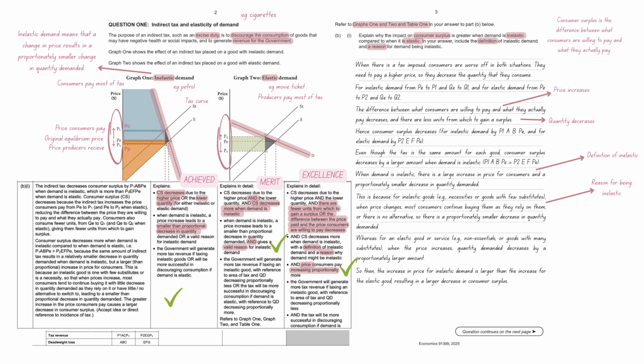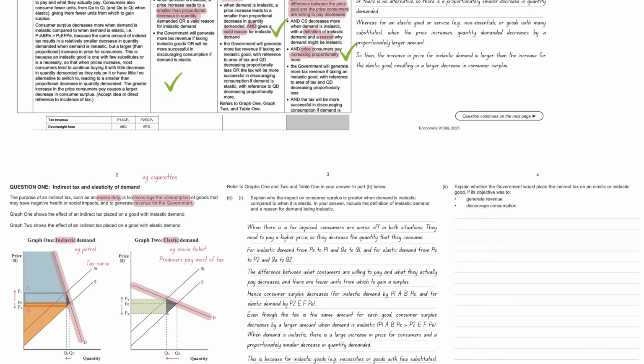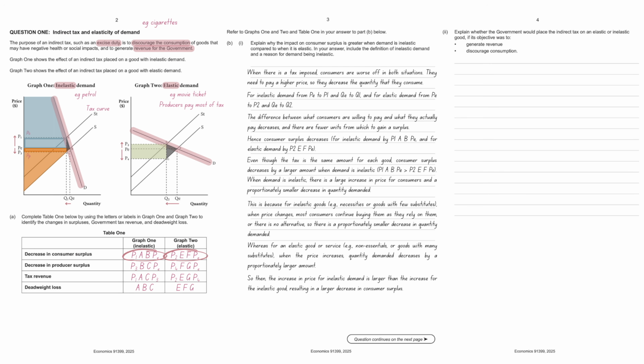Okay, and then for the last question within this section on tax, it says explain whether the government would place an indirect tax on the elastic or an inelastic good if the objective was to generate revenue, and then if the objective was to discourage consumption. So with both instances, the government collects a tax revenue, but they actually collect more with the inelastic demand than with the elastic demand. So if we go back to the graph, you can see that the quantity decreases by only a small amount when a tax is placed on an inelastic good, whereas it decreases by quite a large amount for the elastic good.